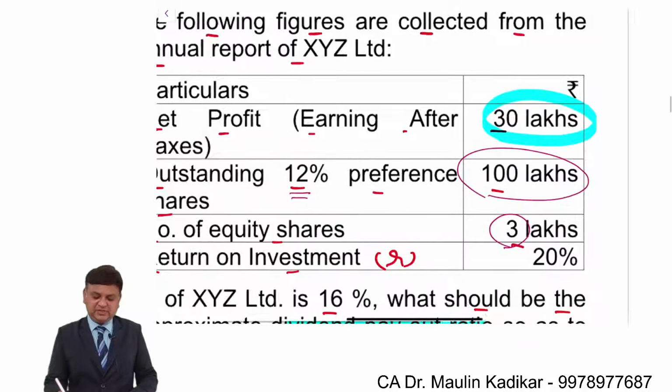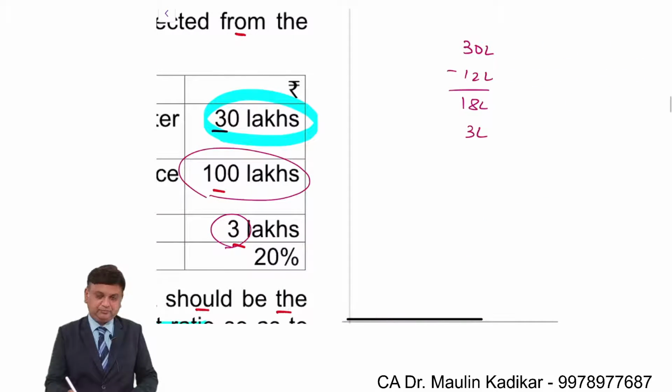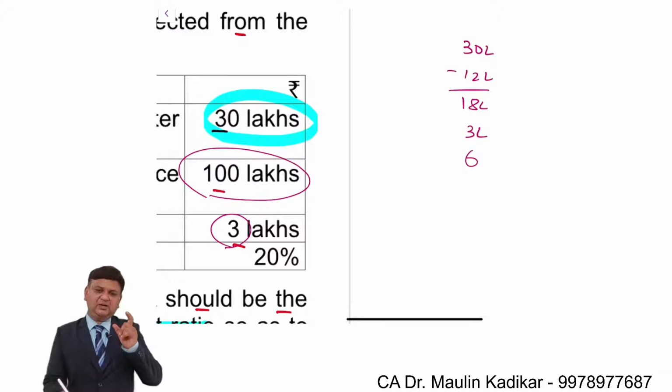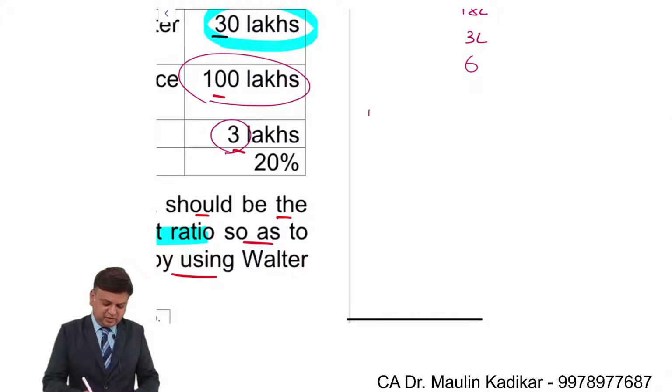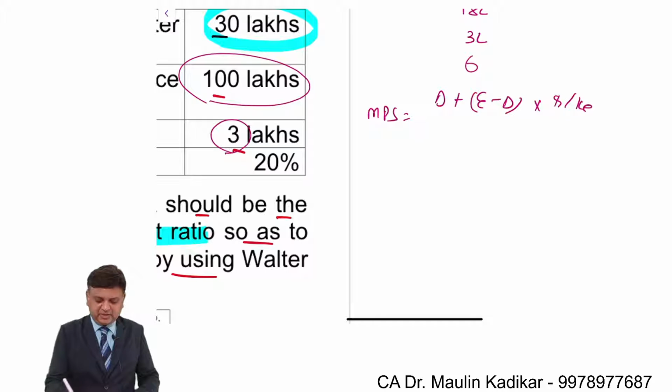That is earning available to equity shareholders. What is the number of shares? 3 lakhs. So what is earning per share? Earning per share is 6. That is the way the earning per share can be calculated, 6 rupees per share. Afterwards, Walter model has given a very simple formula. MPS is equal to DPS plus EPS minus DPS into R upon K, whole upon K.